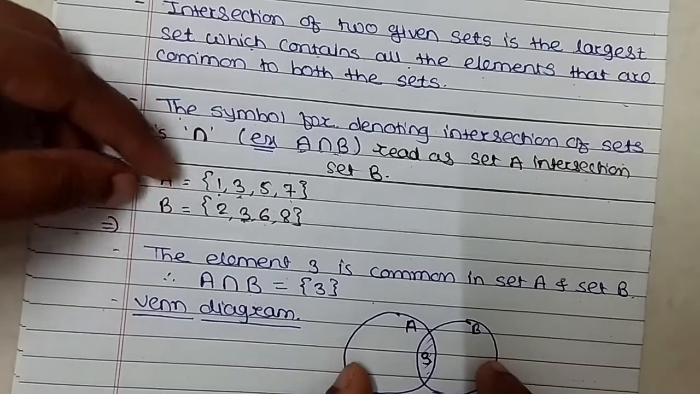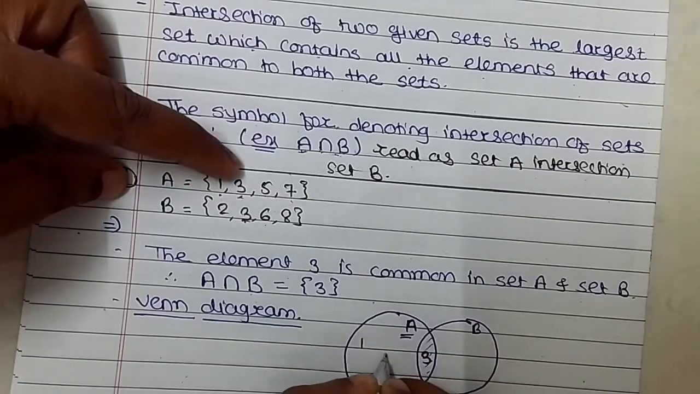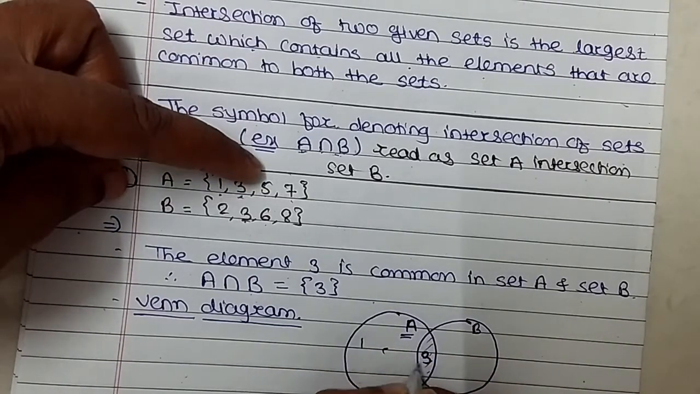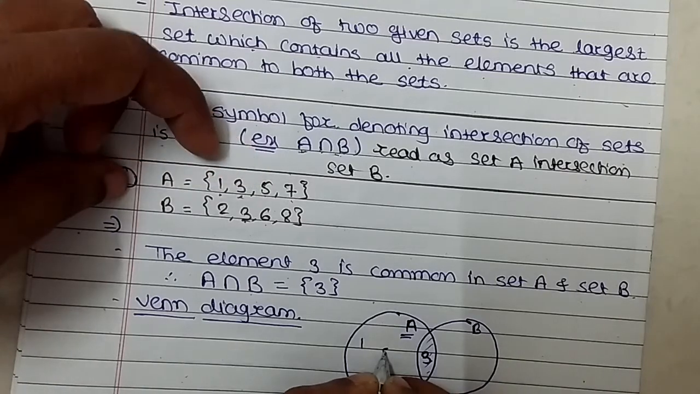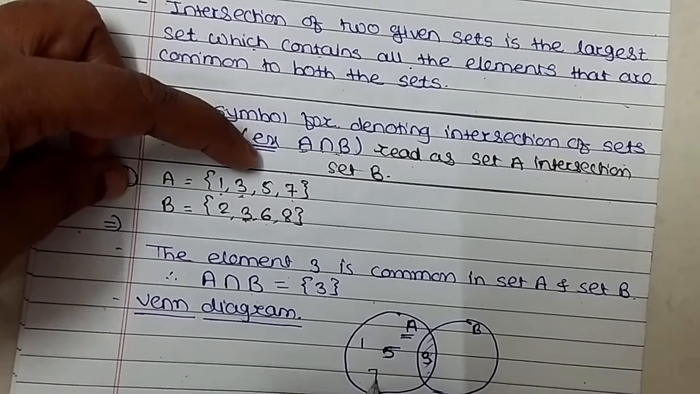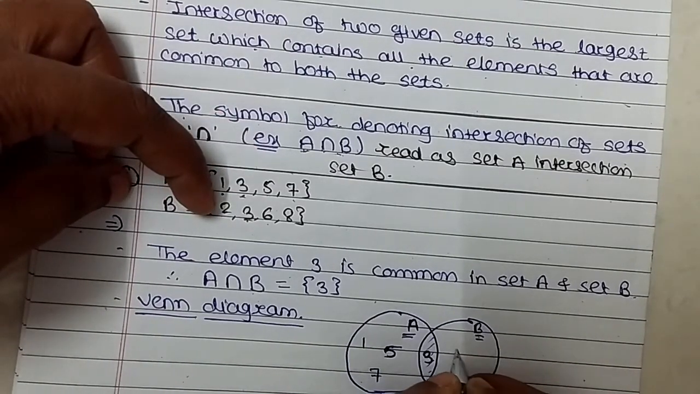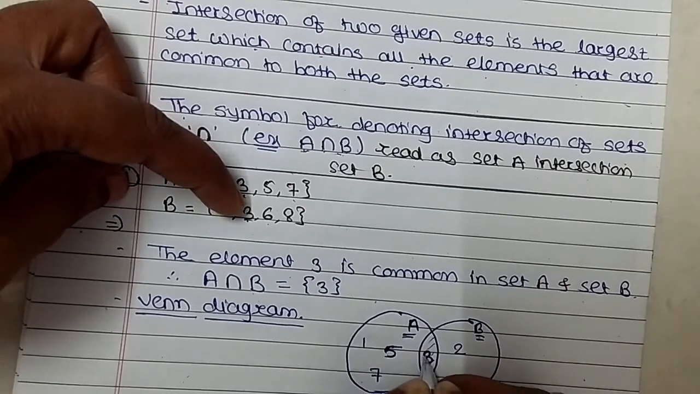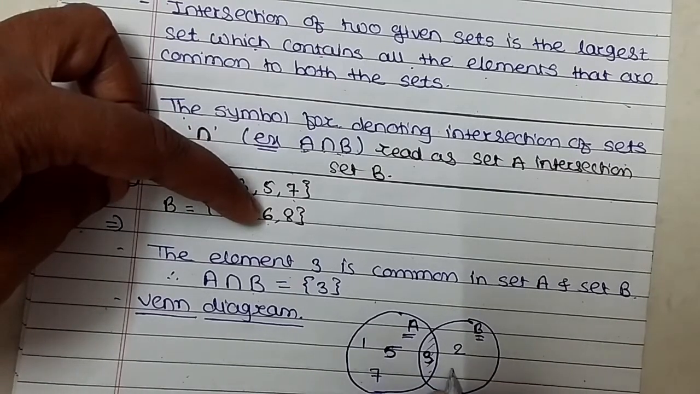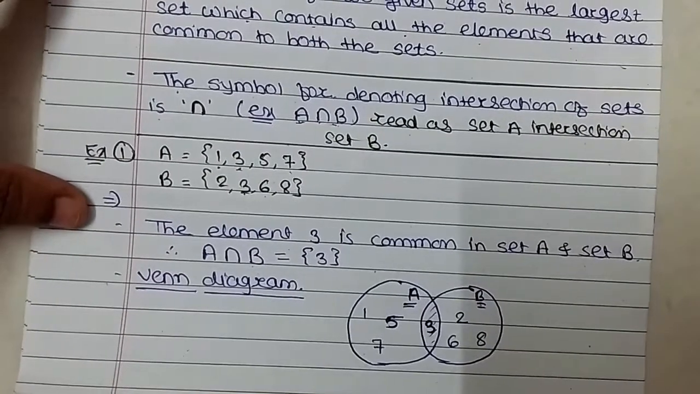Okay. Then what are the elements of A? A set, that is 1. 3 is there, also there. No need to write it down separately. Then 5 and 7. Clear? Then B set. What are the elements of B? 2 is there. 3 is also present in this set. 6 and 8. Yes, understand how to draw this Venn diagram?